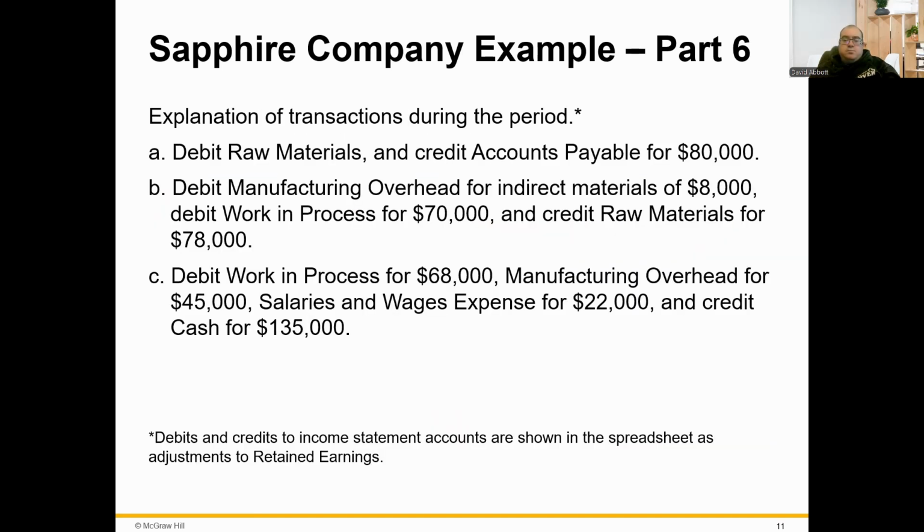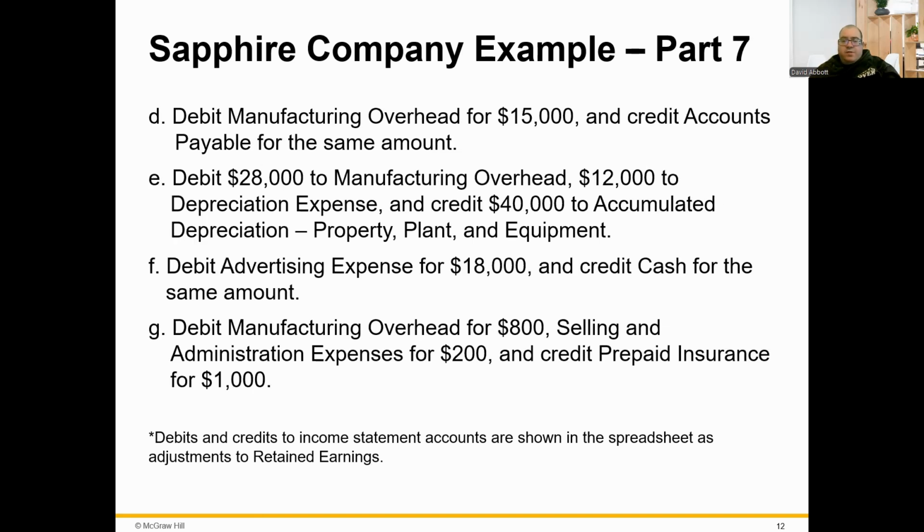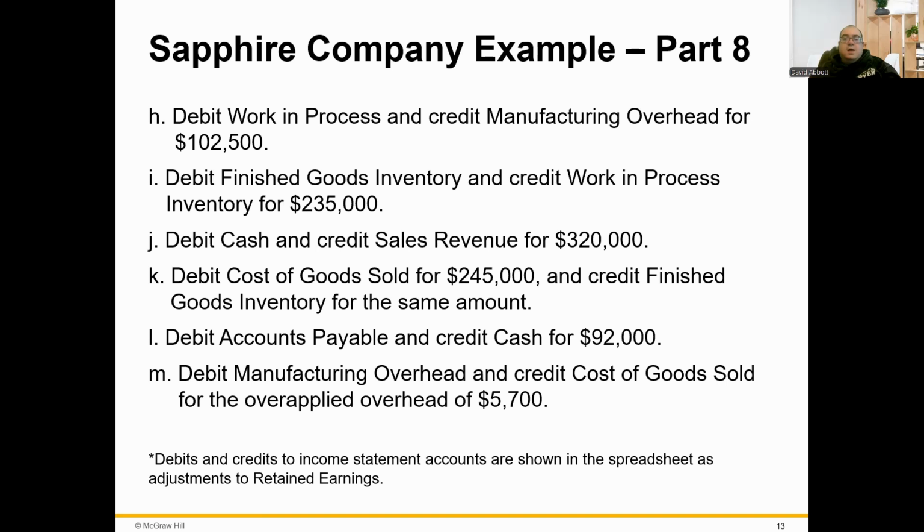And then we can do our advertising expense the same way. And then also our manufacturing overhead. So we would debit manufacturing overhead for $800, and then also selling administrative expense for 200, and then credit our prepaid insurance for 1,000. And then we debit our work in progress and credit our manufacturing overhead for 102,005.